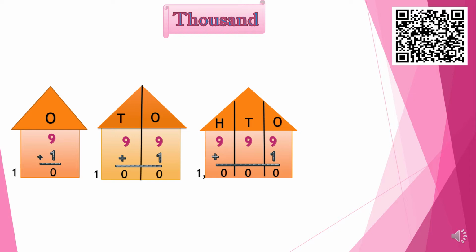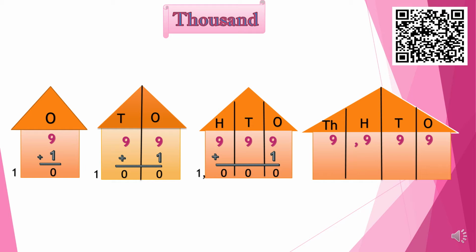Oh, it's 4 digits. I can't put 4 digits inside this small house. We need a bigger house containing 4 rooms for this number. This is our new house, and it has 4 rooms: ones, tens, hundreds, and our new room, which is thousands. The greatest number I can put inside this house will be 9999. They are 4 nines.